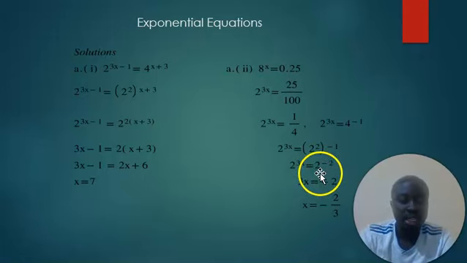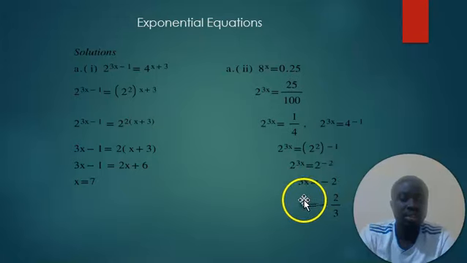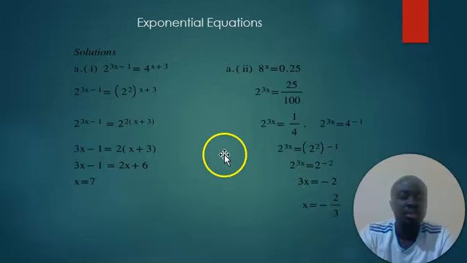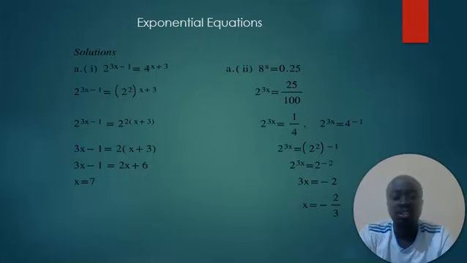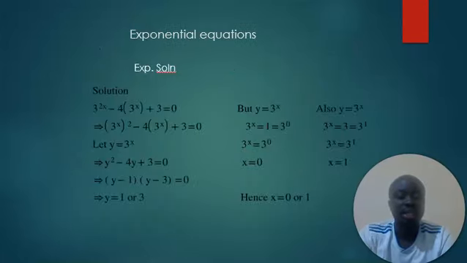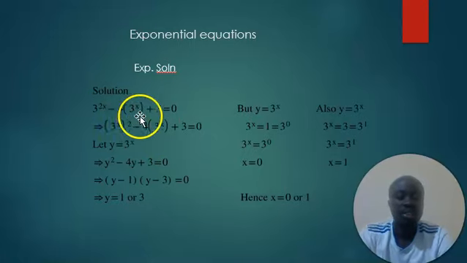So since the bases are the same, we equate the powers. So 3s equals minus 2, making s the subject, we get minus 2 by 3. So when you reduce an exponential equation to a linear equation, that is how to solve it. You can solve more examples on that. And our last one, we are going to look at how to reduce an exponential equation to a quadratic equation by taking this example.